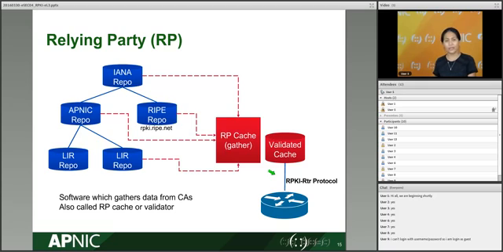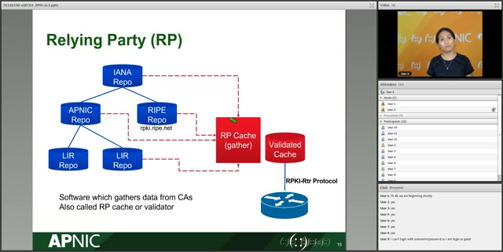Now, the next part there is your RP, your relying party. As I've said, the main purpose of an RP is to gather. From all of these repositories that you can find here, it will gather all of those ROA records and put them here. From there, it will publish a list of all the validated cache. Most of the time right now it's mostly software, a software that gathers data from your CAs. Sometimes you also call it an RP cache. I think you will actually hear it more as an RP cache or an RP validator. So how can you have this?